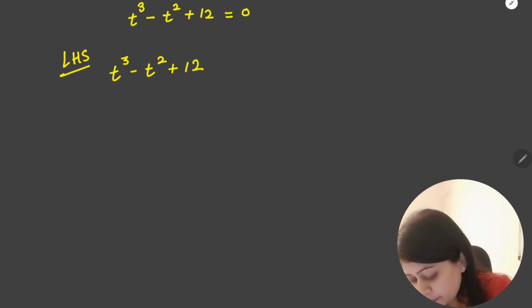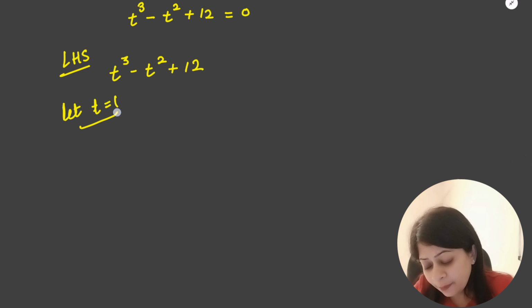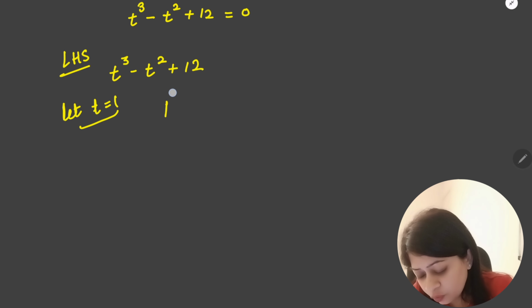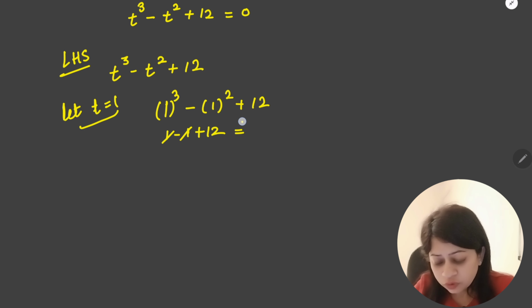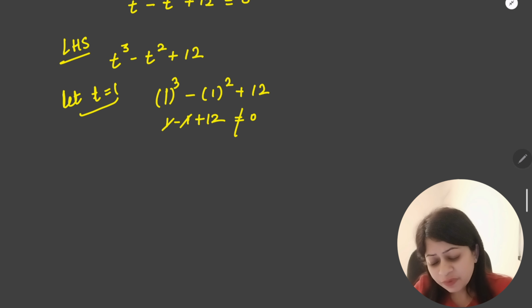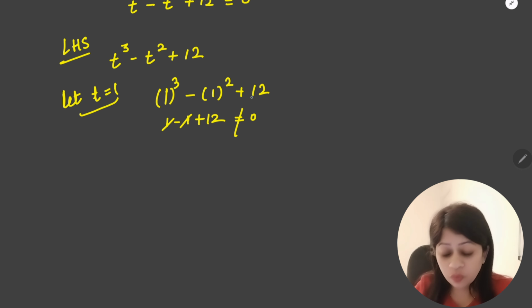Suppose I put t is equal to 1. When I put t is equal to 1, I get 1 cube minus 1 square plus 12, so 1 minus 1 plus 12. This is not equal to 0. So that means t is equal to 1 is not a root. Similarly, if I put minus 1 as well, that will also not be a root of this equation, because then as well we will not get 0.